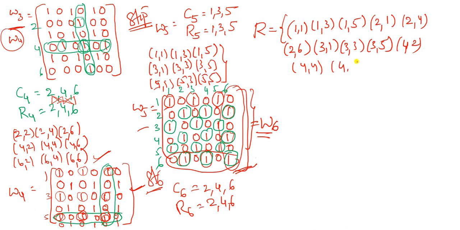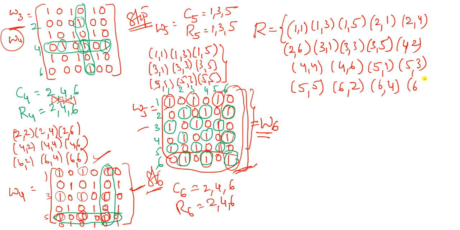And come to the fifth row. Where in the 5th row is the 1? 5 1, 5 3, 5 5 we have the 1 values. And come to the 6th row: at the second position we have the 1, at the 4th position we have 1, and at the 6th position we have the 1. So this is our required transitive closure.